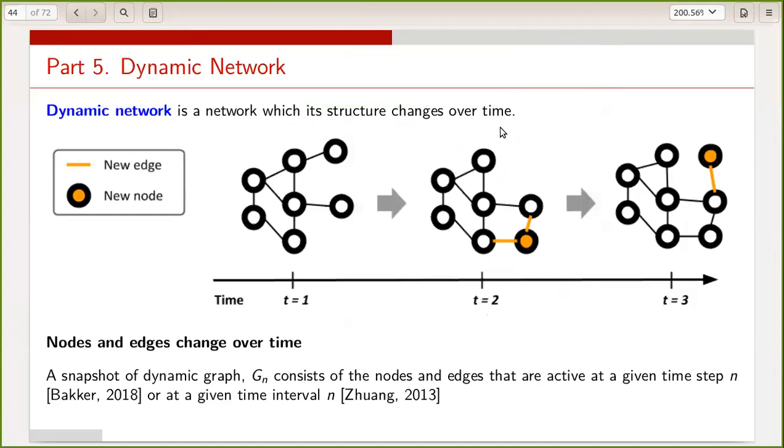Yeah. Thank you, Professor, for the question. Actually, that is a very good question. In the dynamic network, you are right that the nodes and the edges will change. So the structure changes, but also the information of the nodes and edges may change as well.